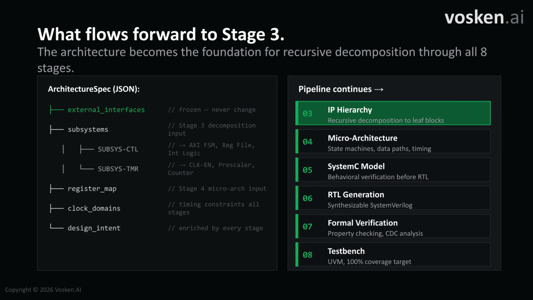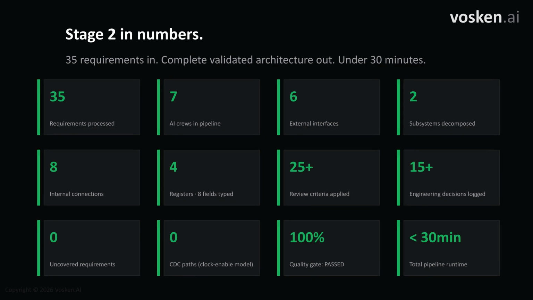The Stage 2 architecture object is the complete input to Stage 3. The subsystems become the starting points for recursive decomposition. The register map and clock domain plan constrain timing at every level, and the design intent document continues to accumulate knowledge through all 8 stages.